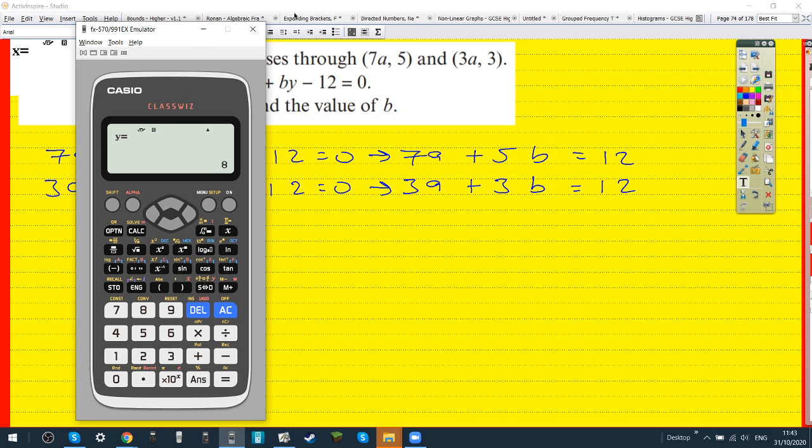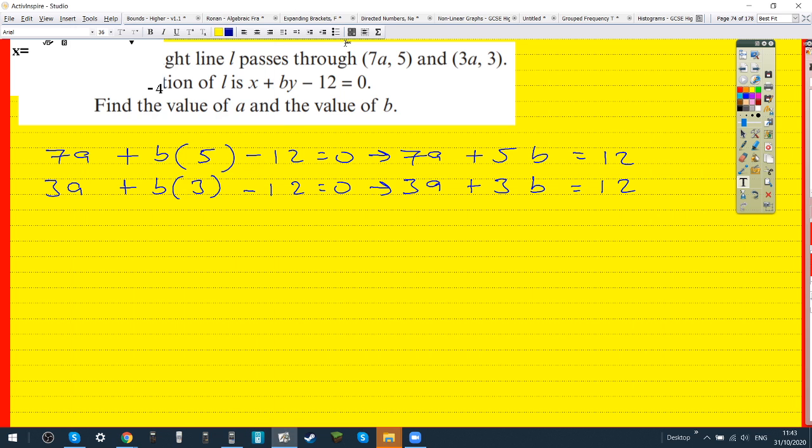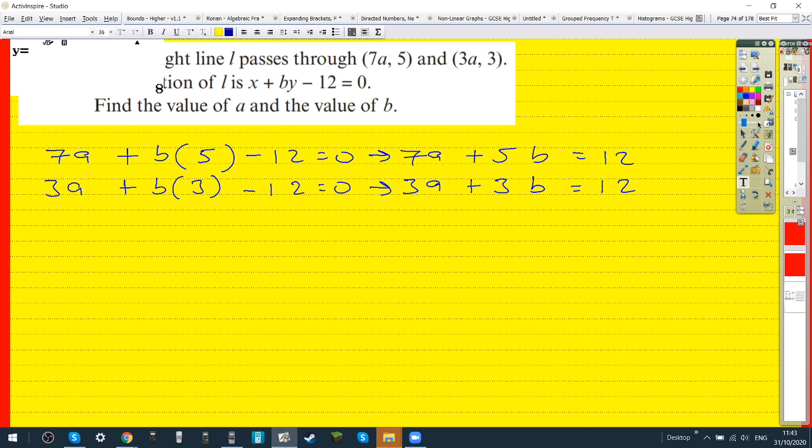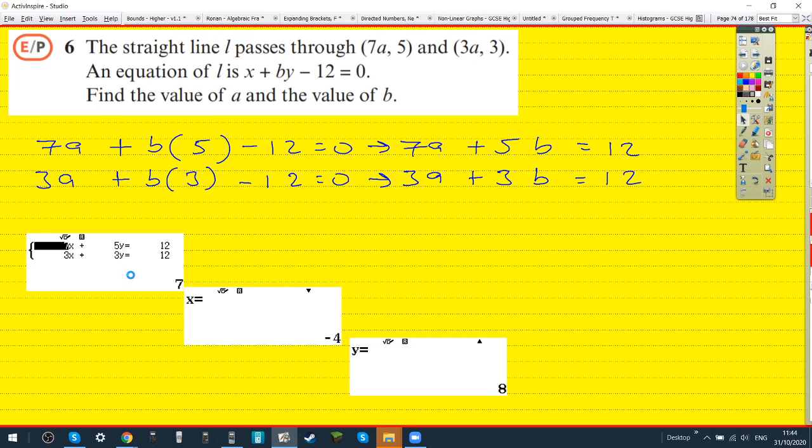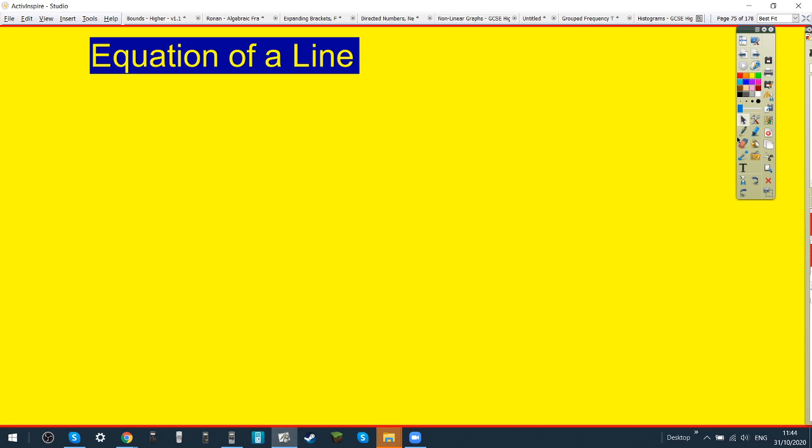No. I suspect it'd be fine with it. Mhm. These are difficult questions, believe it or not. You're just destroying them. Okay, equation of a line. Tick. That's great.